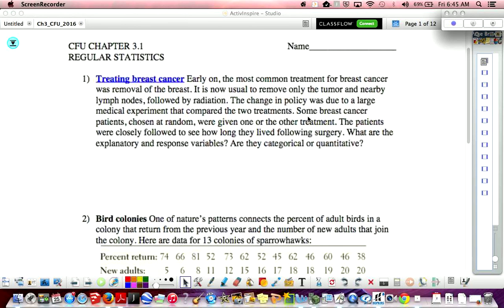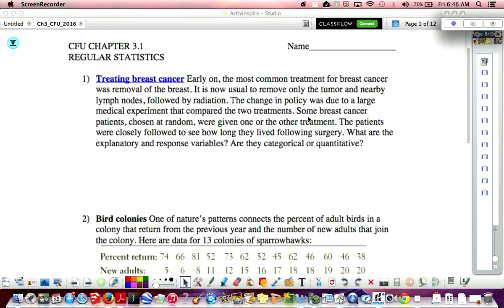Look at your CFU in chapter 3.1. In this chapter now we're doing two variable statistics, where we're taking a look at scatter plots and all that fun stuff. So in the first problem here, we're just asked basically to find the explanatory and response variables. So let's read the problem real quick.